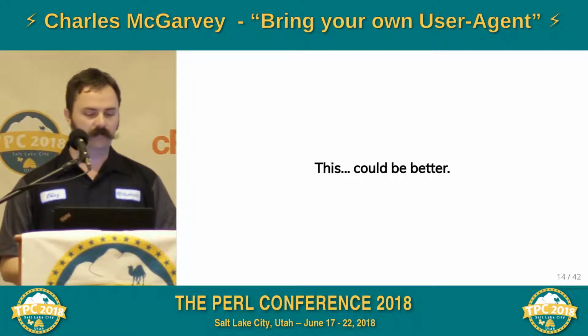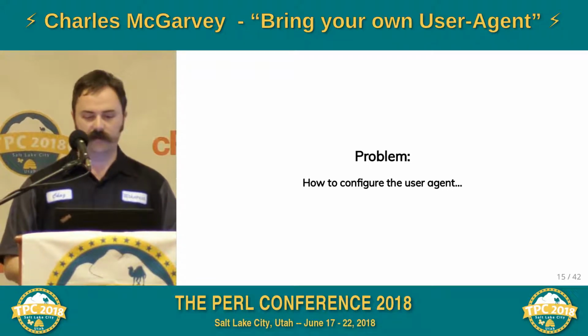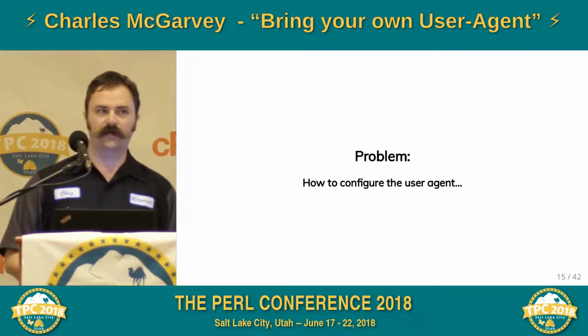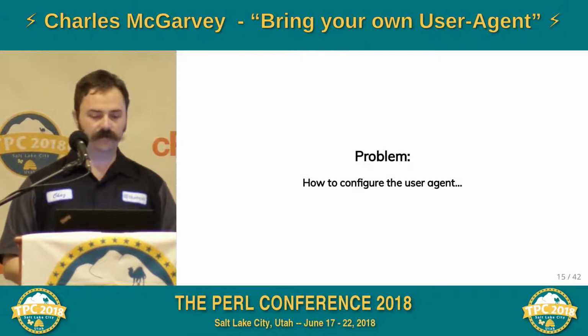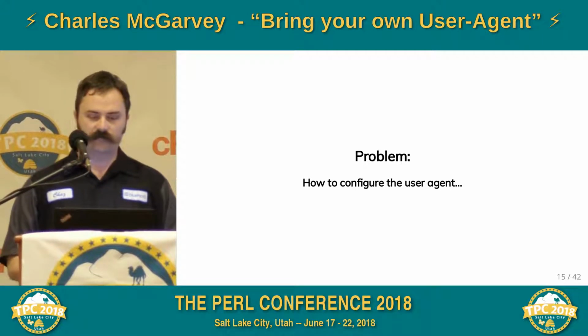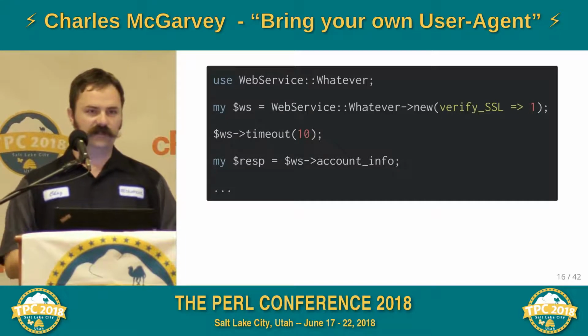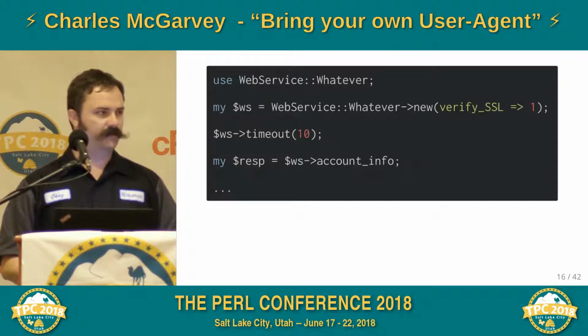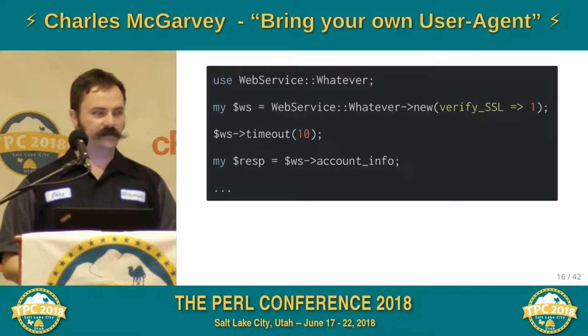And I'm going to try to convince you that this is a problem, or at least that it could be better. So one of the problems that had to be solved is how do we configure the user agent? Most user agents come with sane defaults, but sometimes you need to configure as a user the proxying, caching, TLS verification, or timeouts, just various behavior. Some modules choose to expose those knobs or attributes through their own interface, so you can set the timeout on the web service itself. But then every web service has to do that, and they'll probably do it slightly differently.